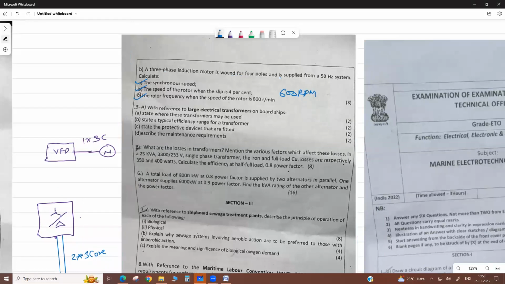It is wound for 4 poles. Then you calculate. Now large transformers, where they are used in power stations and in transmission and distribution. Efficiency range is 97 to 98%. Protective devices. And I have here the maintenance requirement also for dry type transformer. This is a very important question.